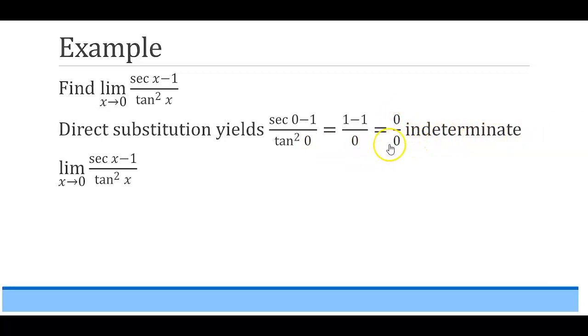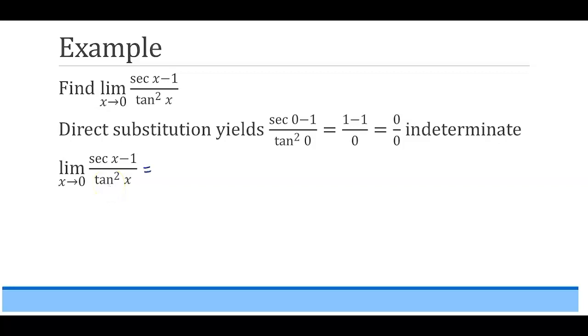So, oh no, I have to do some more work. And that more work might actually be a double oh no for some people, because it's going to require us to recognize a trigonometric identity in order for us to be able to use some algebra. Now, the numerator has a secant function. The denominator has tangent squared x. So what's hopefully maybe coming to mind here is the Pythagorean identity involving tangent squared.